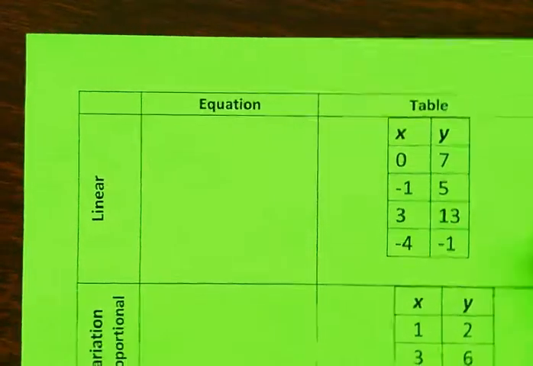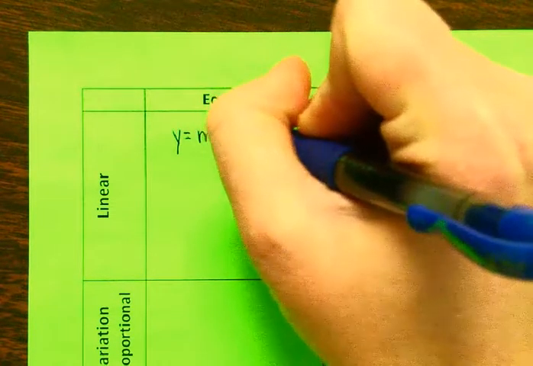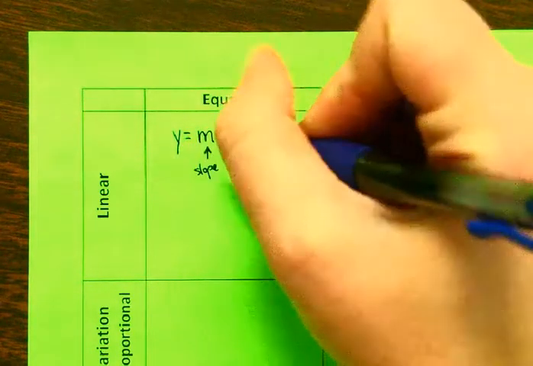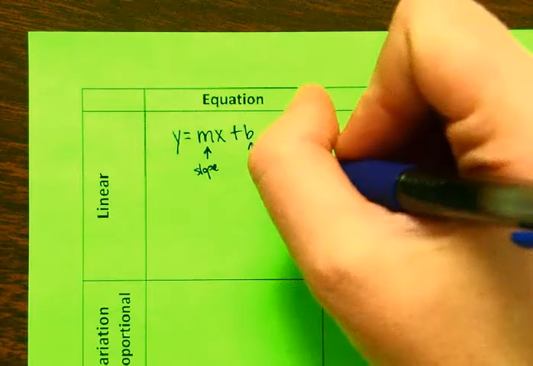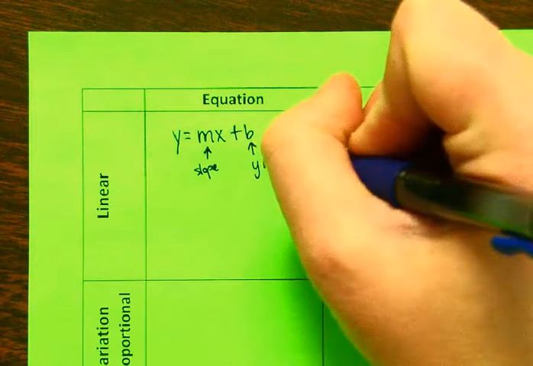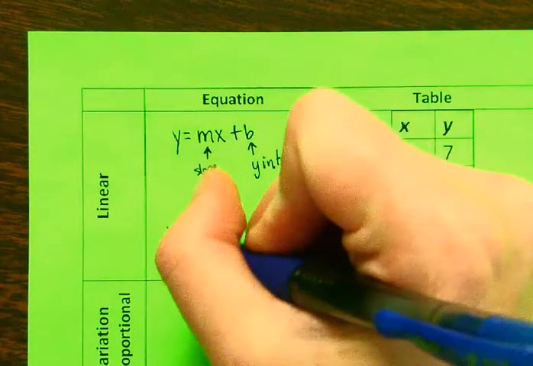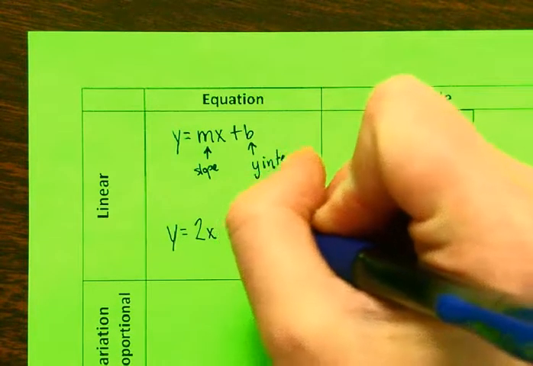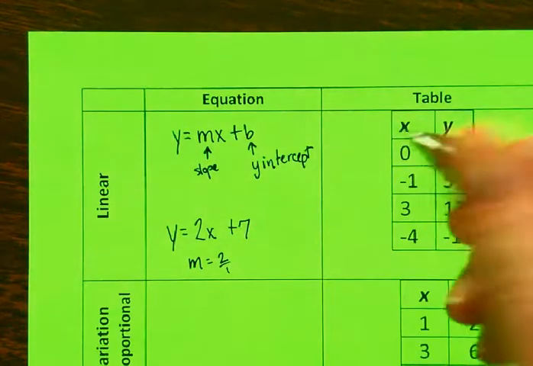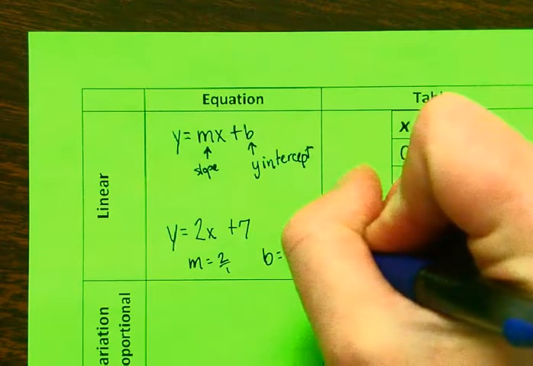So the basic linear equation is in the form of y equals mx plus b. M being your slope, or your constant rate of change, or your unit rate. B being your y-intercept. An example of that would be y equals 2x plus 7, with your slope being a 2 over 1, a rise of 2 and a run of 1, and your y-intercept being 7.